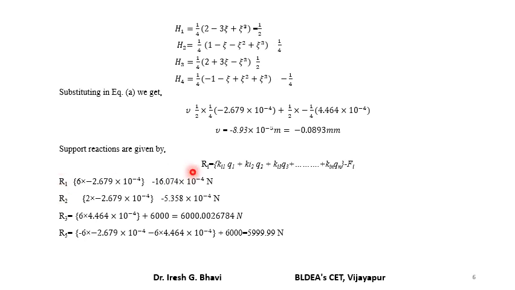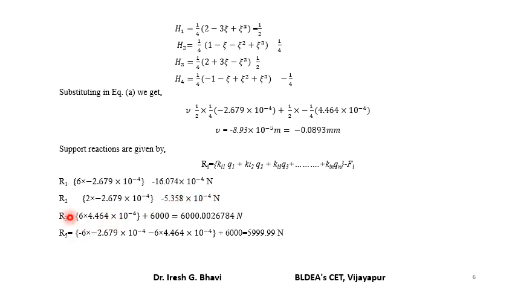Hence R1 is equal to K11 into Q1 plus K12 into Q2 plus K13 into Q3 plus K14 into Q4 plus K15 into Q5 plus K16 into Q6 minus F1. Hence R1 is equal to minus 16.074 into 10 raised to minus 4 newtons. Similarly, R2 is equal to K21 into Q1 plus K22 into Q2 plus K23 into Q3 plus K24 into Q4 plus K25 into Q5 plus K26 into Q6 minus F2. Hence R2 is equal to minus 5.358 into 10 raised to minus 4.